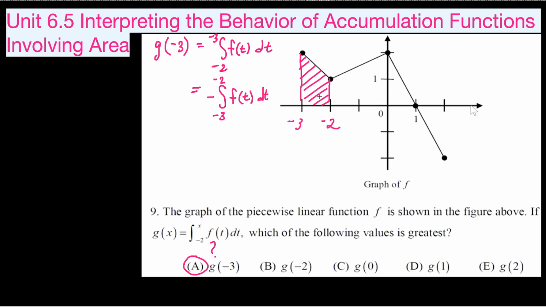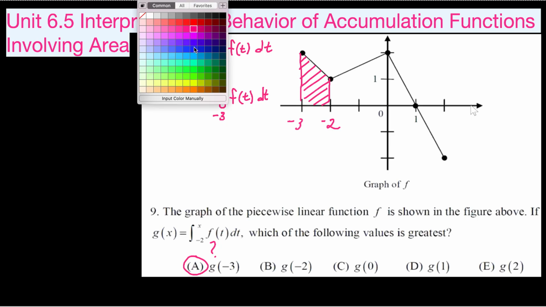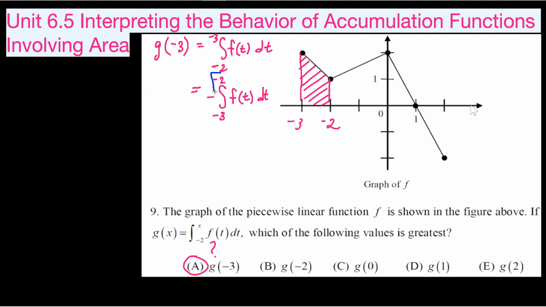And this area is above the x-axis as a whole, so that means the integral will be positive. This part here without the minus is all positive. From negative 3 to negative 2, that's a positive area above the x-axis. So that's going to be positive, and then the whole thing's going to be negative. So this value is less than 0 as a whole.